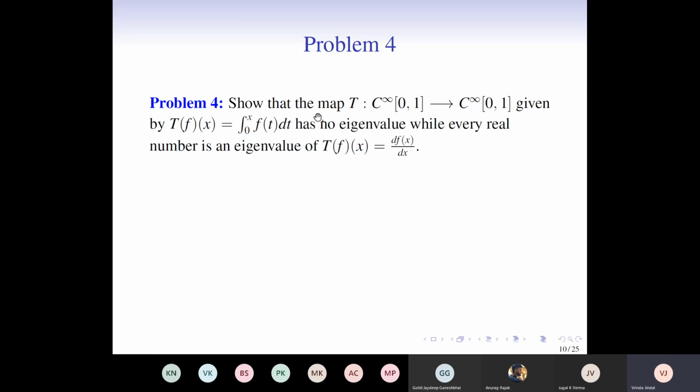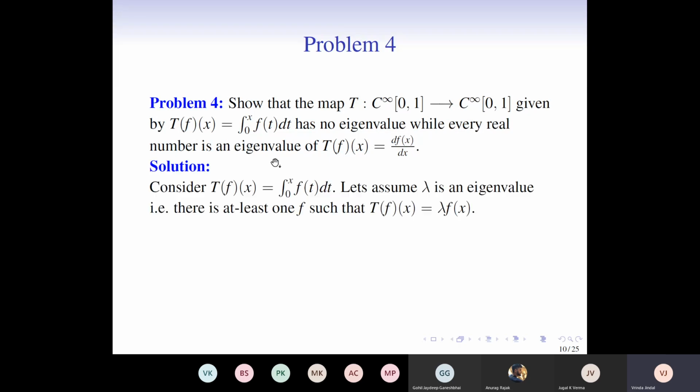Problem 4 says we have a linear transformation map from C superscript infinity [0,1] to C superscript infinity [0,1] given by T of f, which is basically the integration of f from 0 to x, and we have to prove that this map does not have any eigenvalue, while if instead of being an integration T was the differentiation operation, then every real number is an eigenvalue.